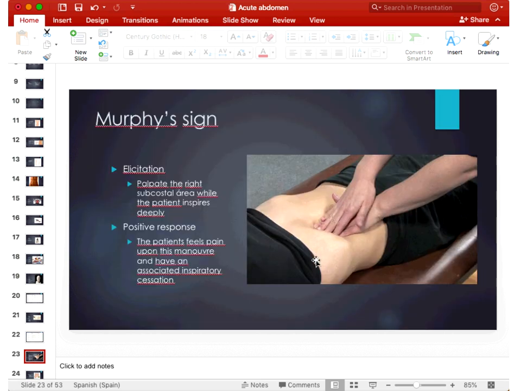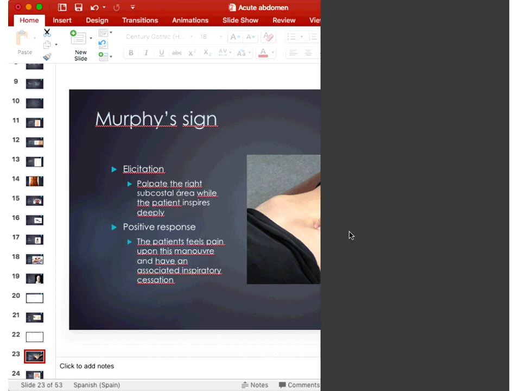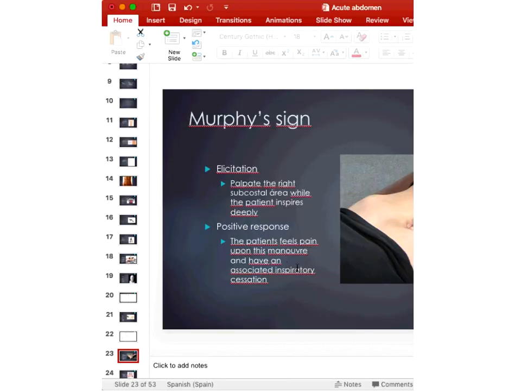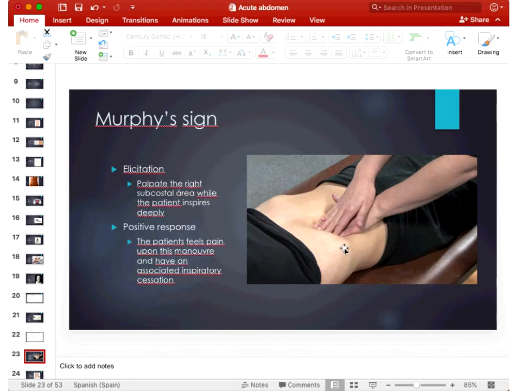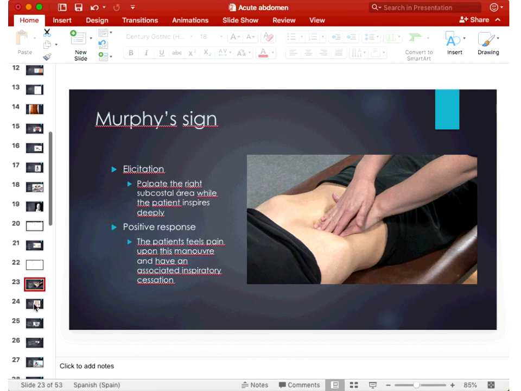Now, this is the Murphy sign. You ask the patient to breathe in heavily, and when he breathes out, you press against his lower ribs, and he will even stop his breathing, his inspiratory effort, and he will have a lot of pain. This is a Murphy sign positive.